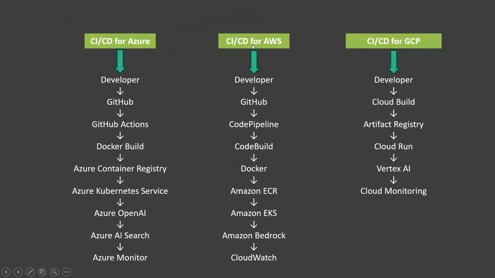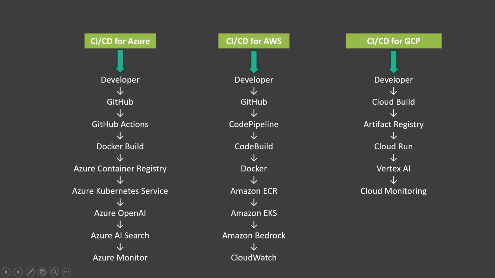And see, when it comes to AWS, the developer will feed the GenAI application into GitHub, and here they're going to have this CodePipeline, and from here it will go to CodeBuild, and from here it will go to Docker, and from Docker it will go to ECR, and from EKS, and then it will go to Amazon Bedrock, and from here it is going to CloudWatch. So here it's going to monitor the entire thing, if there is any log or if any failure happens. Just like in case of Azure, we have Azure Monitor, similarly, we have CloudWatch in case of AWS.